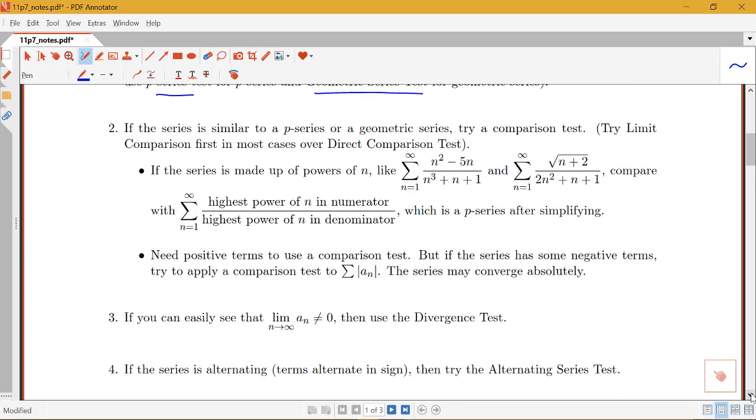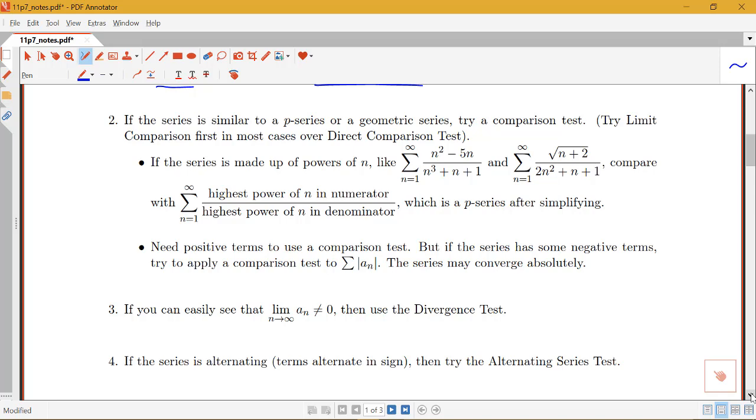So what else? If it's not strictly a p-series or a geometric series, but it's similar to one of those types of series, then we can try a comparison test. When you're trying to decide between using the limit comparison test or the direct comparison test, it's usually a good idea to try the limit comparison test first. Usually that's going to be a little bit easier. There will be some cases where the limit comparison test won't work for you because you'll end up maybe with the limit not existing or something like that, in which case you'd have to use the direct comparison test. But most of the time it's a good strategy, once you've decided to use a comparison test, to try the limit comparison test first.